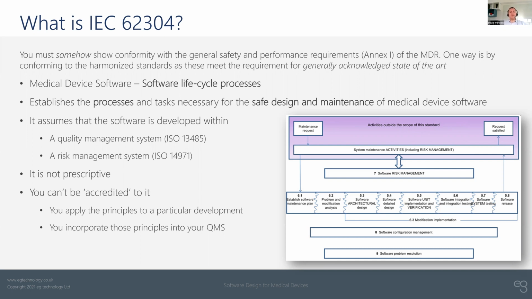Unlike something like 13485, which is generally a company-wide certificate or accreditation for the processes that you follow, 62304 is applied to the device itself that you're developing. So it's like electrical safety testing, or it's like considering risk management. You can't be accredited as an organization to 62304. It's the device, and the software you develop for that device, that has to meet the lifecycle processes. So you apply those principles to your development, and you incorporate the processes by which you achieve that into your quality management system.